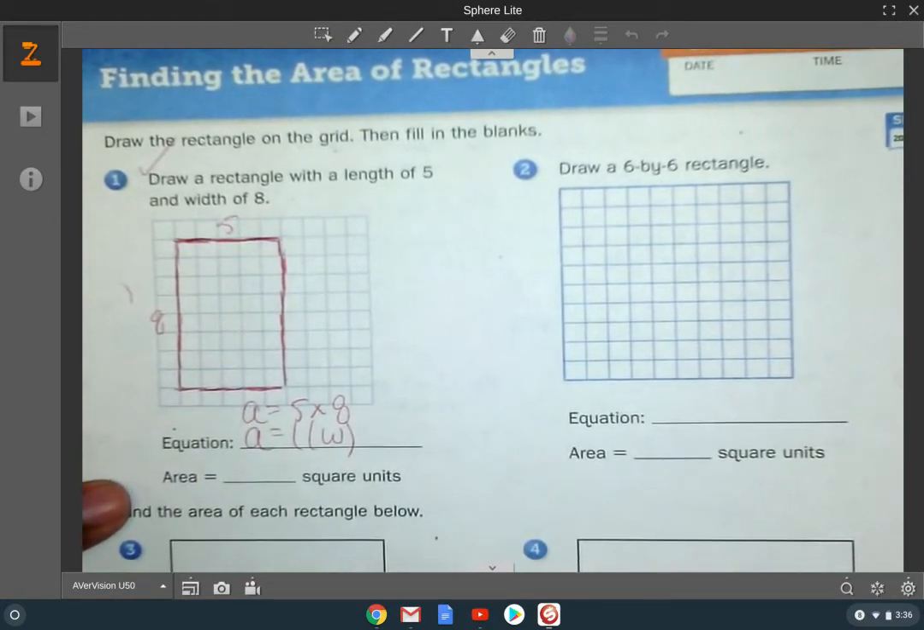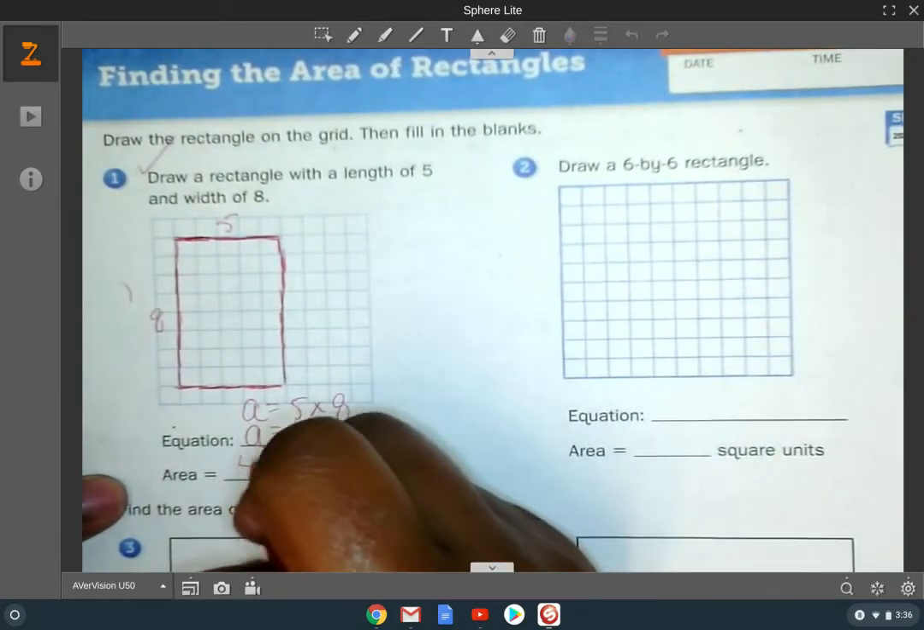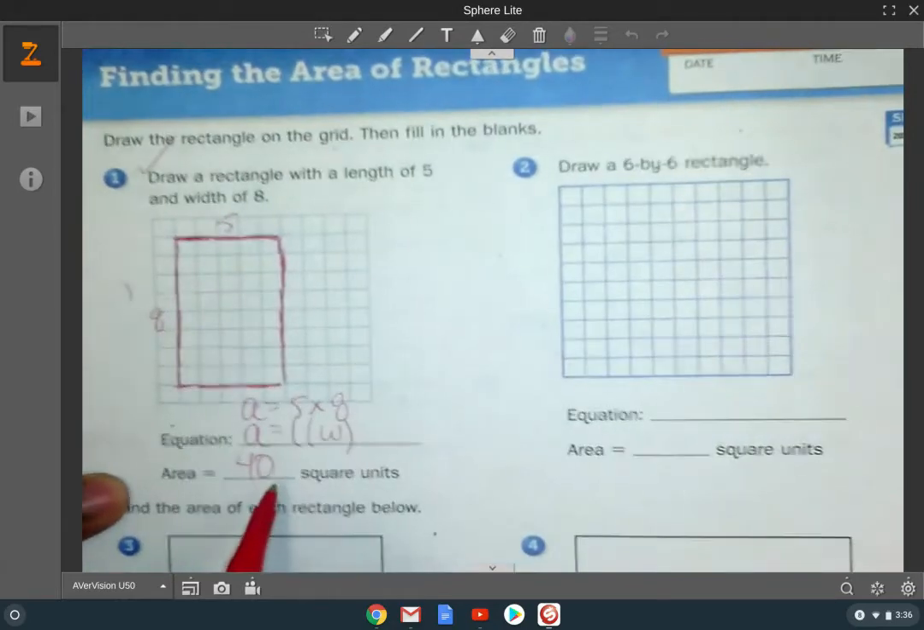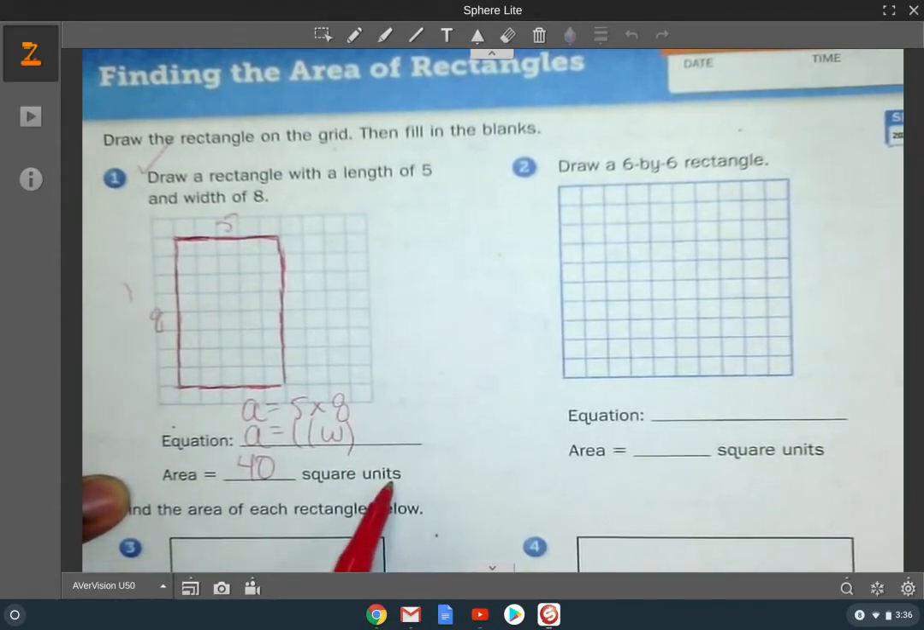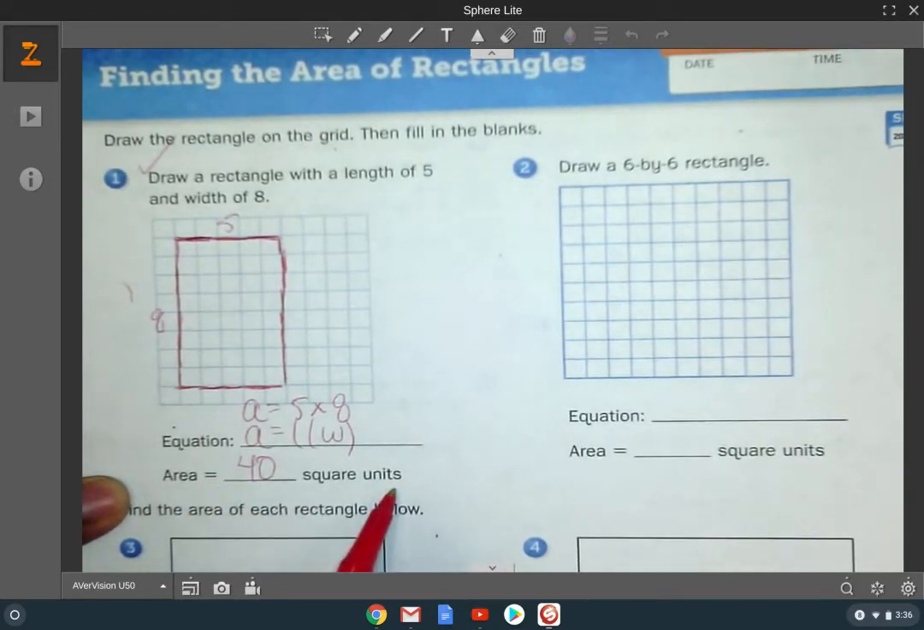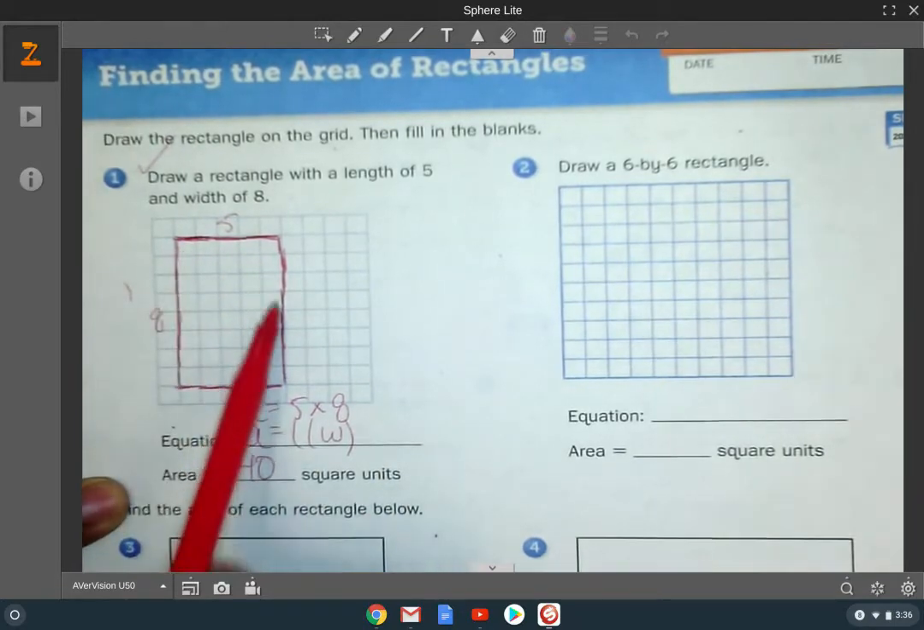And what is 5 times 8? 5 multiplied by 8. 5 times 8 equals 40. We do not have to put this 2 here because they already have square units. So our area equals 40 square units. If we counted those boxes one by one, there would be 40 square units inside. The area is the inside.